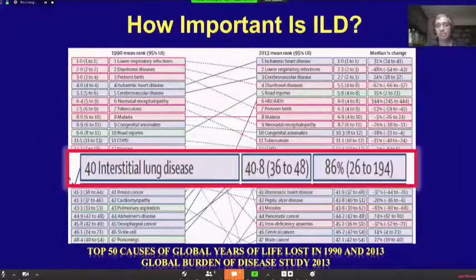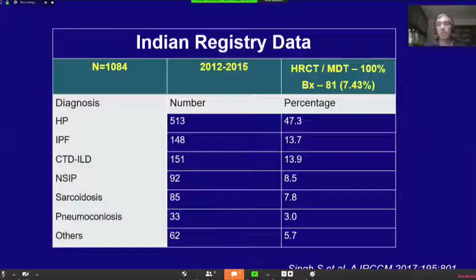We know that ILD is the 40th leading cause of death worldwide, but has gone up by 85% in the last 10 years. And that is how important ILD is. And that's why many respiratory physicians realize also that a lot of the referrals that they get from general physicians are less and less airway disease, which is pretty straightforward in many cases to be treated by a general physician, but more of diffuse lung disease.